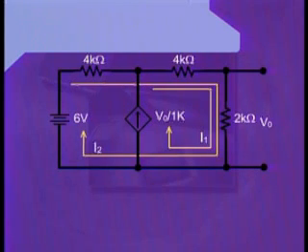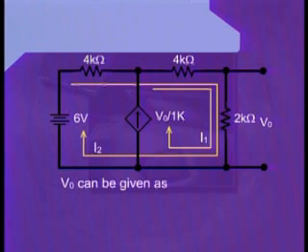When we are declaring the super mesh, which is consisting of the two basic meshes, we declare the current through the super mesh as I2. Now, this current has also been declared into the clockwise direction. Looking onto the circuit, we can write the expression for V0. That will be equal to 2K into (I1 plus I2).